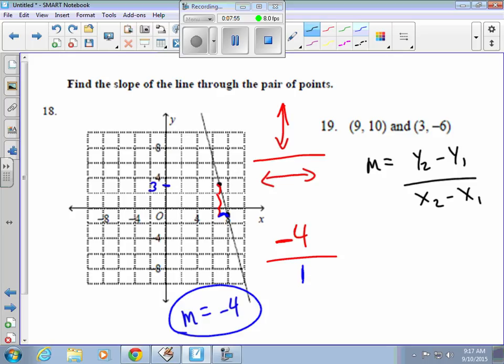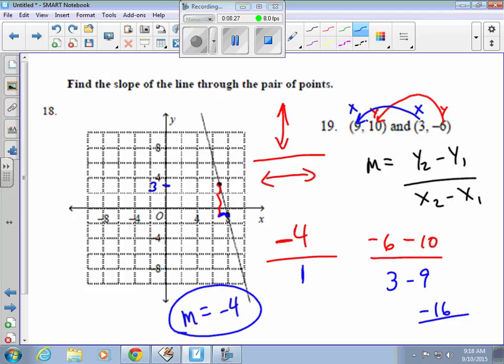Another way most students do it is they know that these are your y values, negative 6 and 10, and they say, okay, well, negative 6 minus 10, over, they know these are their x values, 3 minus 9. Notice I went the same way both times. I went from right to left. 3 minus 9. And that creates the same thing as that formula that I just did. Negative 6 minus 10 is negative 16. And 3 minus 9 is negative 6.